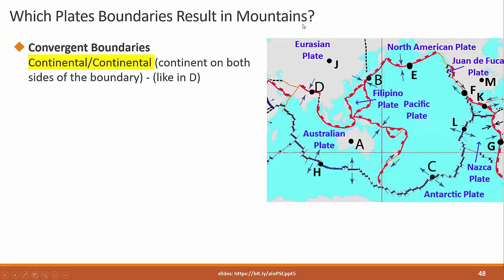Which plate boundaries result in mountains? Only one is going to be here when it is continental, convergent. Convergent boundaries that are continental, whenever we have land on both sides of the boundary, we get mountains.